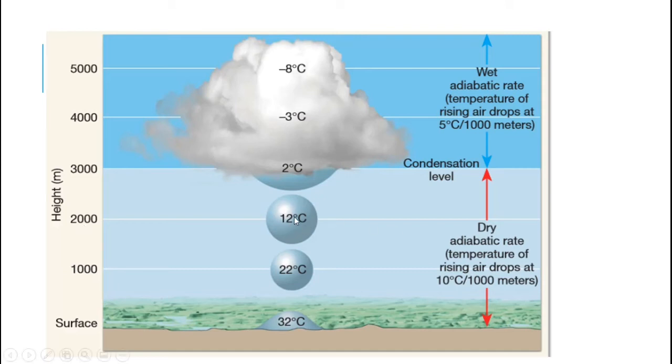Okay? Tapos, 12 minus 10 ulit, nag-2 na ulit. 2 na siya. However, this is the condensation level. So, what happens here? We now have the wet adiabatic rate, wherein this time, the temperature will drop at 5 degrees Celsius per 1,000 meters. So, here, 2. So, that's minus 5. That's why you have negative 3 degrees Celsius. Then, another minus 5. That's why you have negative 8 degrees Celsius. Okay? So, dahil nandito na siya sa kanyang condensation level, wet adiabatic rate na siya. That's the rate of cooling at this point.